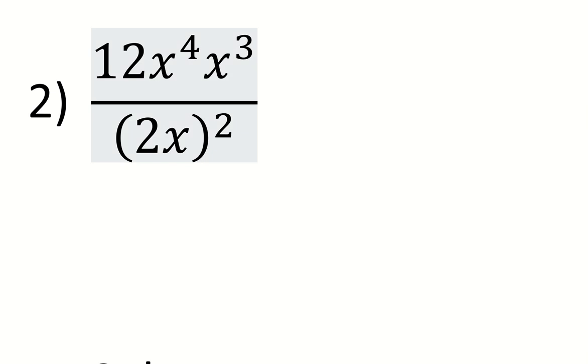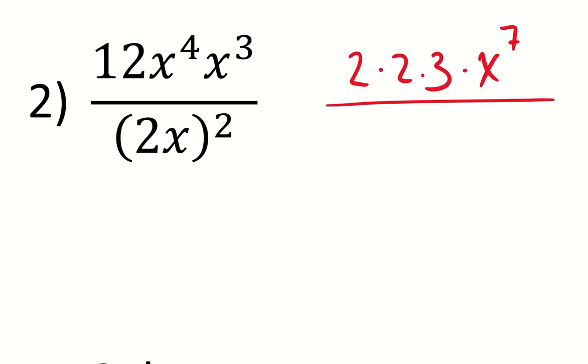So I'm going to break this up. 12 is 2 times 2 times 3. Not necessary, but I'm going to write it like that. And x to the 7th is how I'm going to write the x to the 4th times x to the 3rd. In my denominator, I've got a 2x, 2x. If I write this out, 2x times 2x.